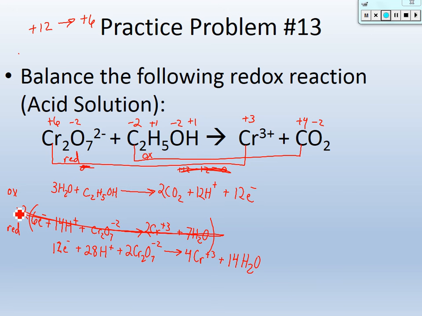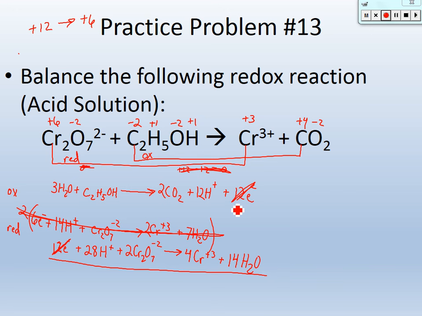Now we've made the electrons equal on both half reactions. Now the second part of step 6 says then to add the half reactions together. So what I do is draw a line under that bottom half reaction, and let's add these two together. When you get to this point, what should always happen? Your electrons should cancel out. Do they? 12 electrons on the left, 12 electrons on the right, so they cancel out.